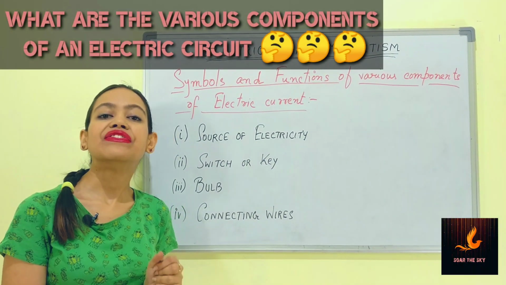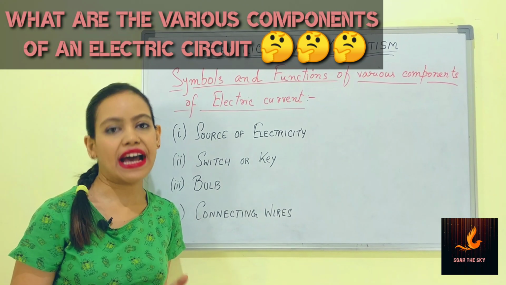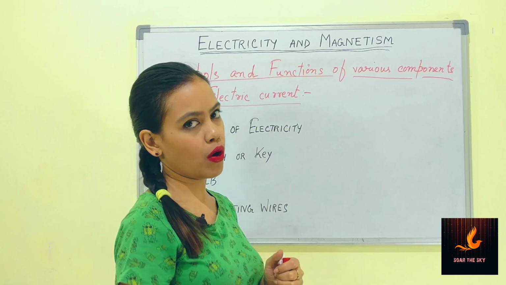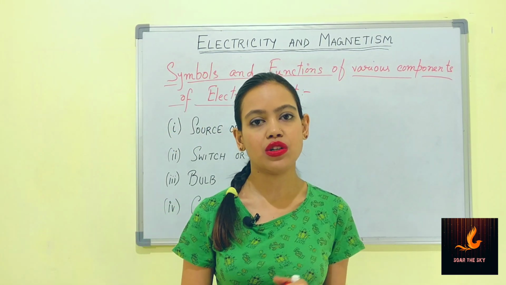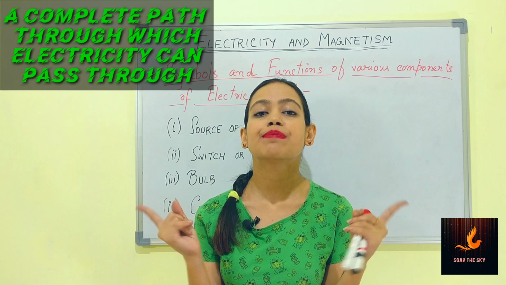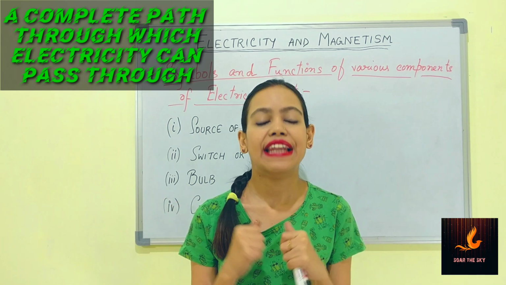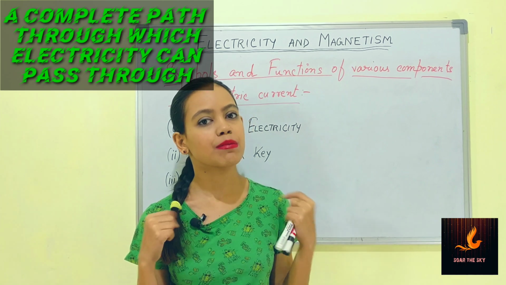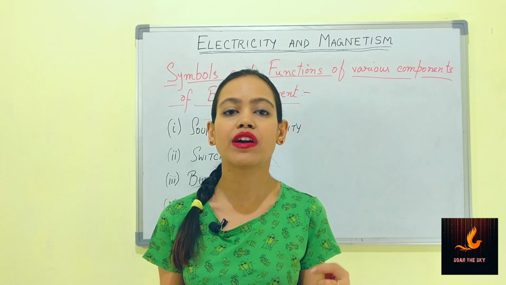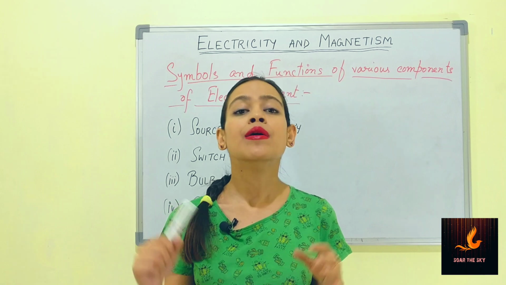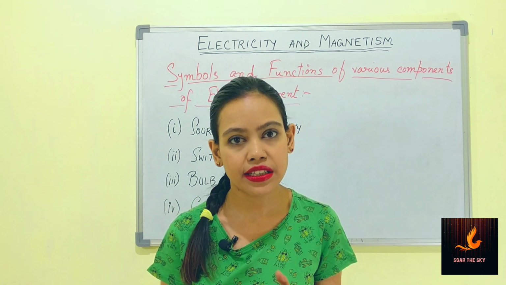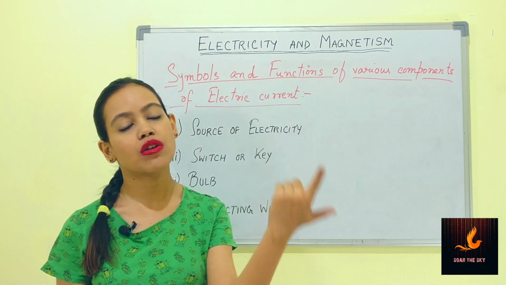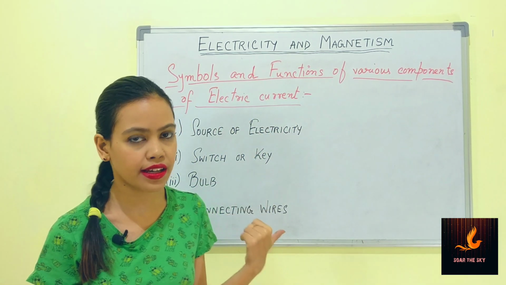What are the various components of an electric circuit? An electric circuit, as I have already explained to you in the previous video, is a complete path through which electric current or charges can pass. It has to be complete. It cannot be open or broken somewhere, made up of various conducting devices. So, what are the parts of that kind of a path or a circuit?